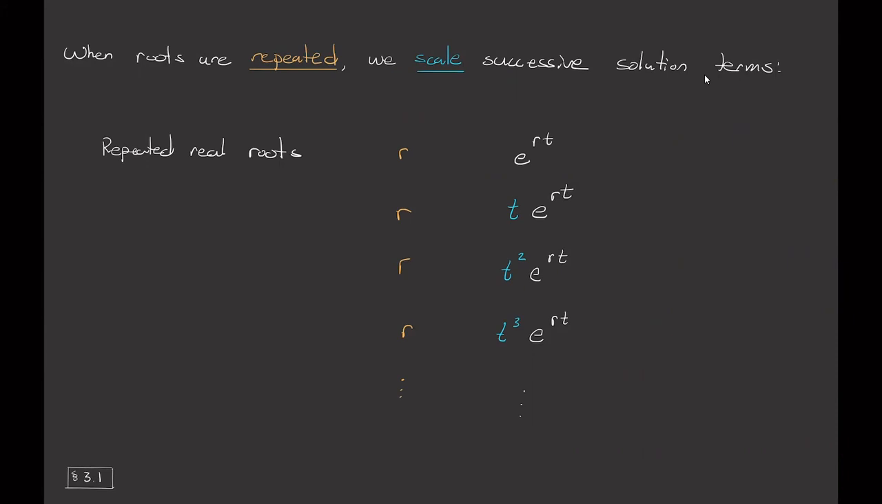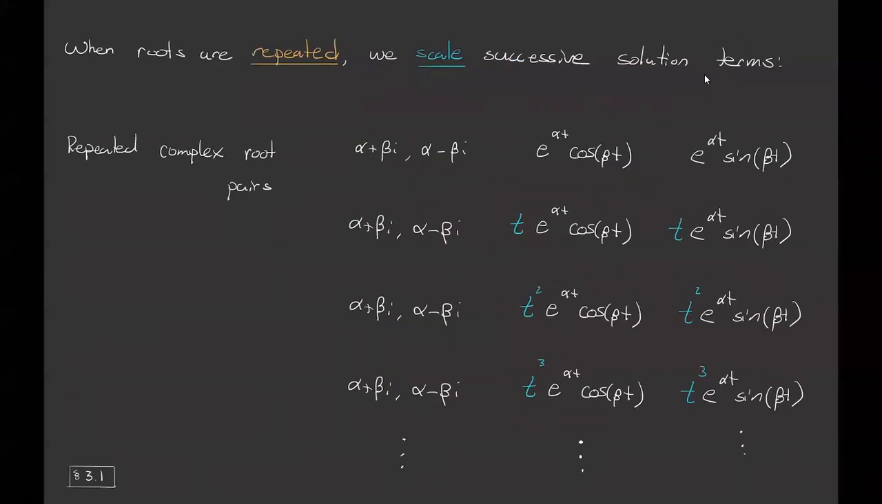A point I was mentioning before is if you have a repeated real root or repeated complex pair, it doesn't matter how many times you repeat it. How we deal with generating new terms is we just keep scaling. So you just keep multiplying by the independent variable. So take this one times t, take this one, multiply that by t, which gives you t squared, and so on. And it's the same with the complex pairs.